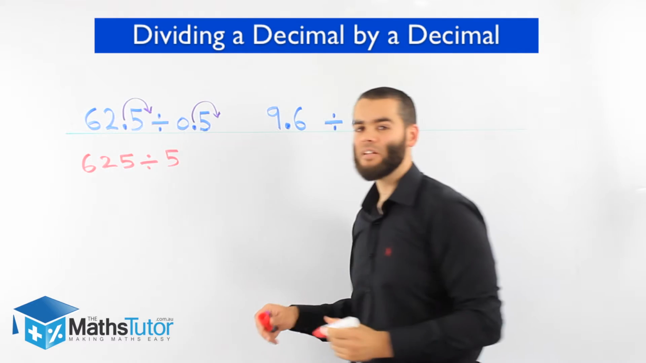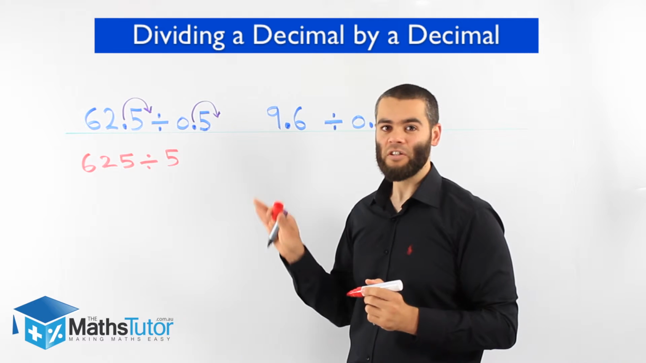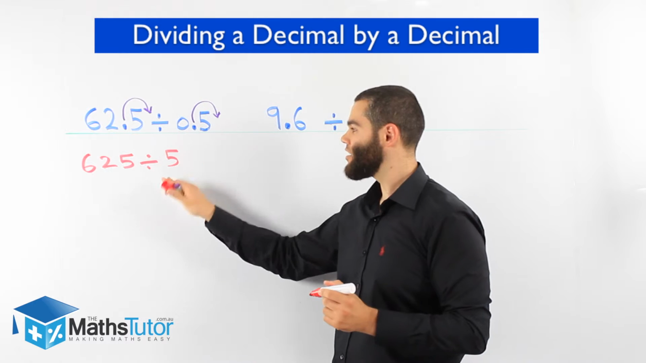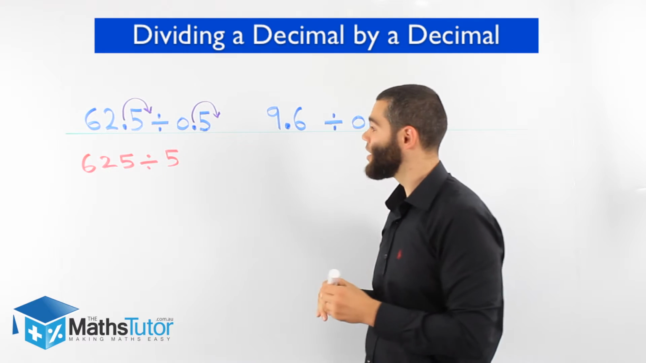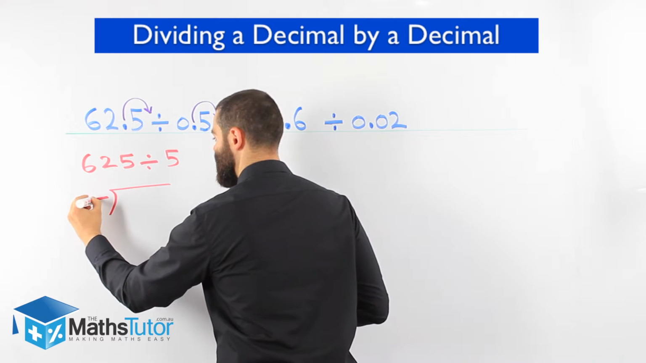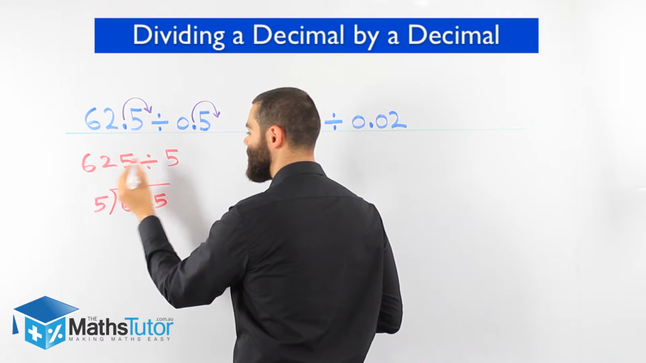Can we now divide these numbers? Yes, we can. And you're going to get exactly the same result. It's just a trick to see how we can actually solve a decimal divided by a decimal. This is what we do. Okay, so now let's do it. We have 5 and 625 here. So 625 divided by 5.